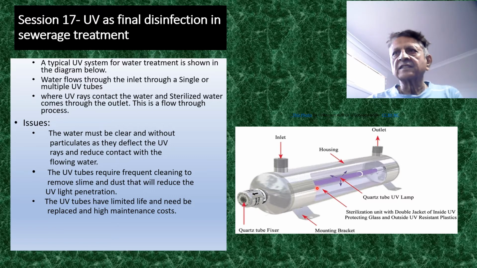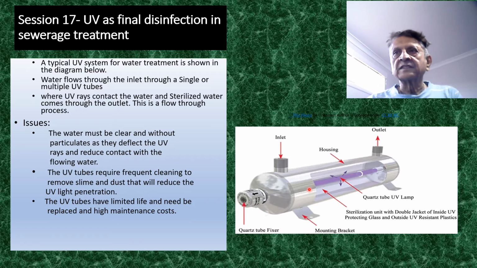So this is a UV tube that puts the rays onto the flowing water, and it destroys or kills the bacteria. Obviously, there is a contact time for the killing to take place. So the movement from here to there must be sufficient for the water and bacteria to be in contact with the UV so that they can be destroyed.